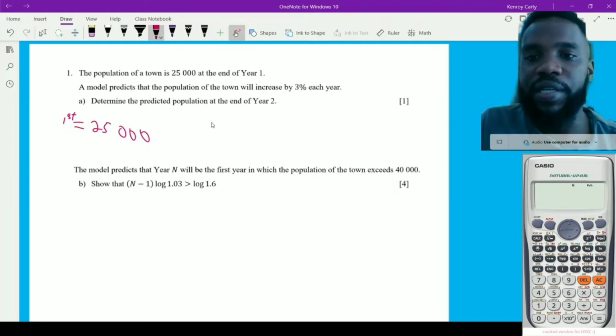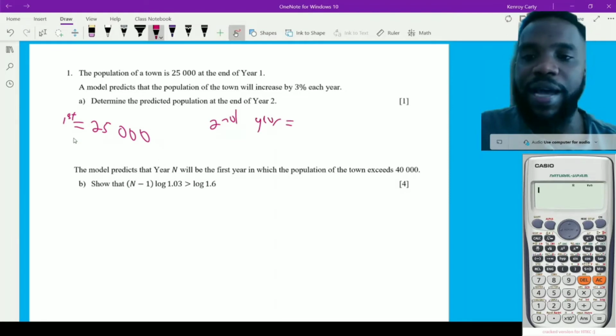Alright, now for the second year, it's going to increase by 3%. Now, this can be worked out quite easily because this is what is happening. At this moment, this would be 100% of the population. When 3% goes on it, it becomes 103% in the second year. Now, of course, we can convert this to decimal to work with it much easier by dividing this by 100. So my decimal value is 1.03.